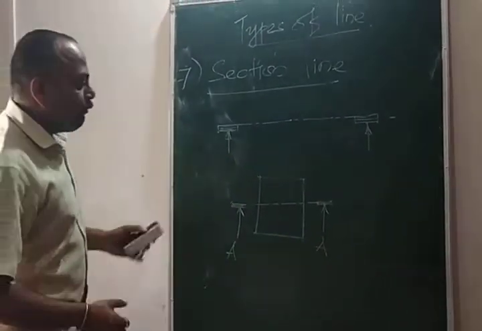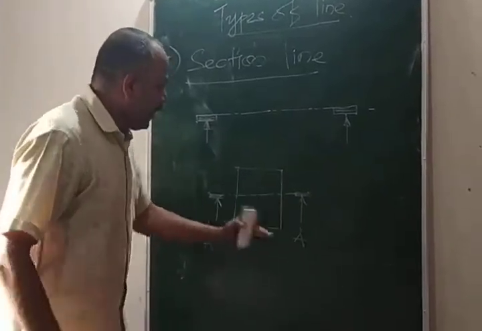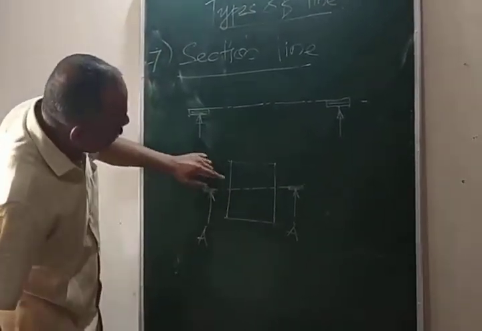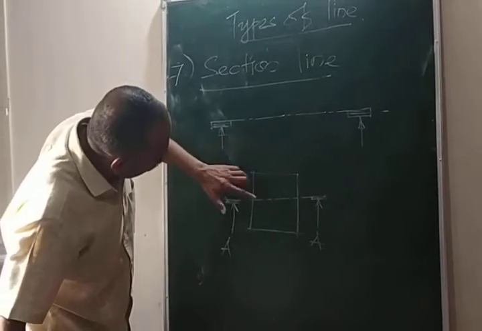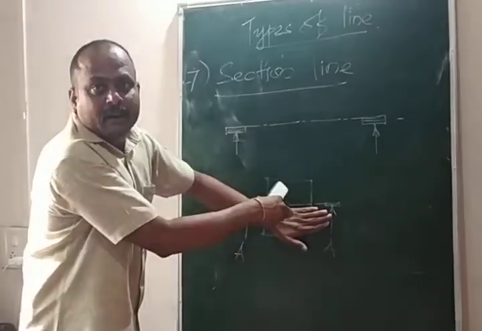It means that whenever I draw a section at AA, then the viewer can see only this part of this square in elevation.